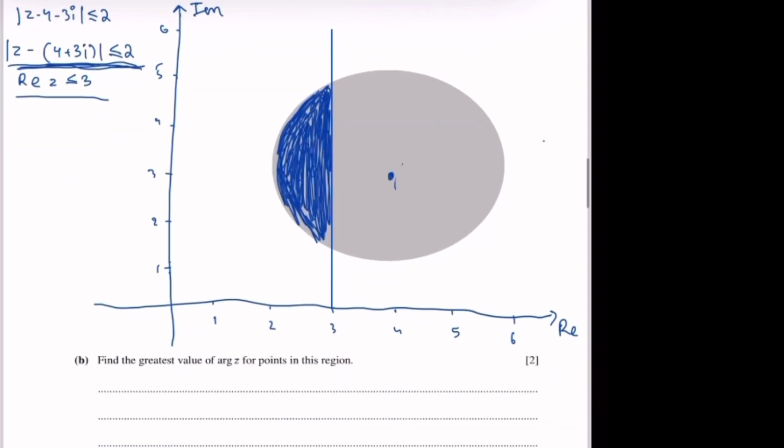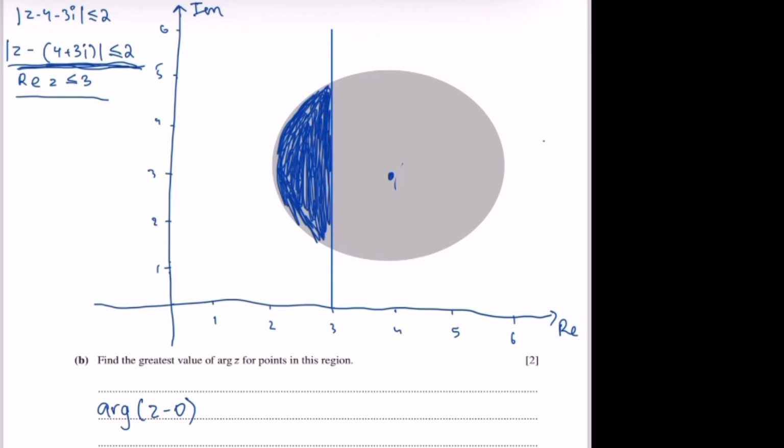Now part B. Find the greatest value of argument of z for points in this region. Now to solve this kind of question, you can't just simply use a protractor. So argument of z basically means argument of z minus 0, right? Which is a point, right? Now the argument of z should be such that it should have the greatest value.